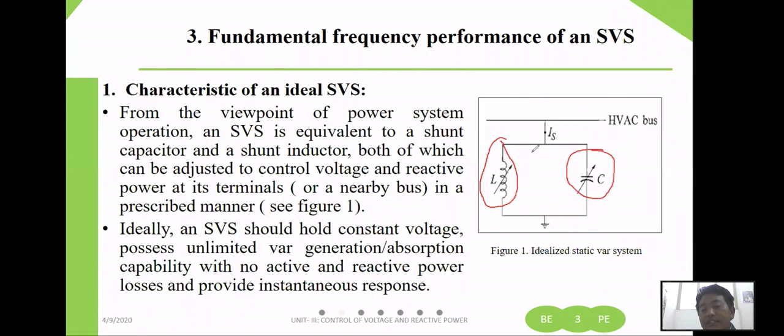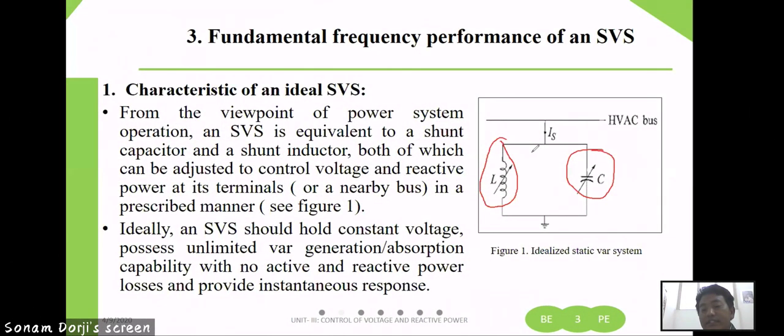Okay, so here it will just control, but from the power system operation point of view, SVS is just equivalent to inductors and capacitors, that is, shunt inductors and shunt capacitors, both of which can adjust the control voltage and reactive power at its terminal or nearby buses. What it means is ideally this SVS, static var system, should hold the constant voltage.